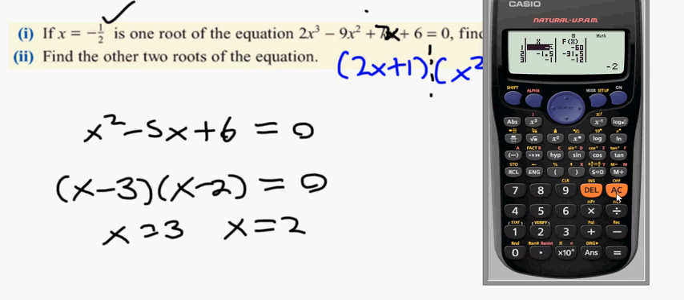So just quick check over this again. 2x cubed minus 9x squared plus 7x plus 6. Start minus 2, end 5, step 0.5. Okay, we need to see where it equals 0.